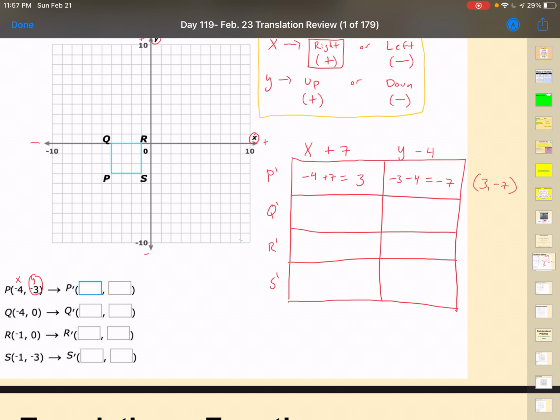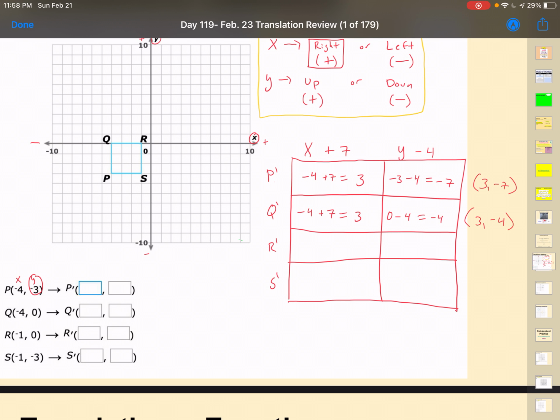Now for Q, we have negative 4 plus 7, which is going to be equal to 3. Then I have 0 minus 4. 0 minus 4 is going to give me negative 4. So my coordinate for Q prime is going to be 3, negative 4.